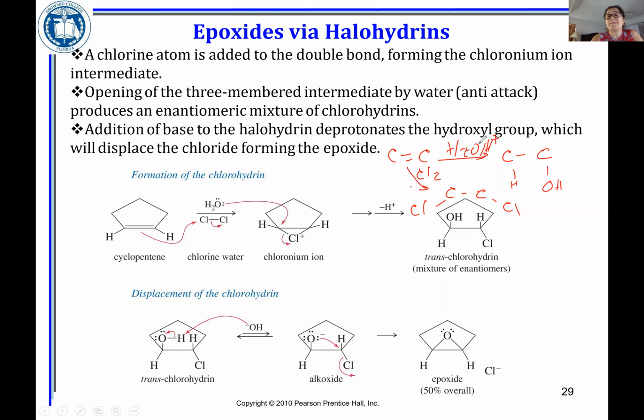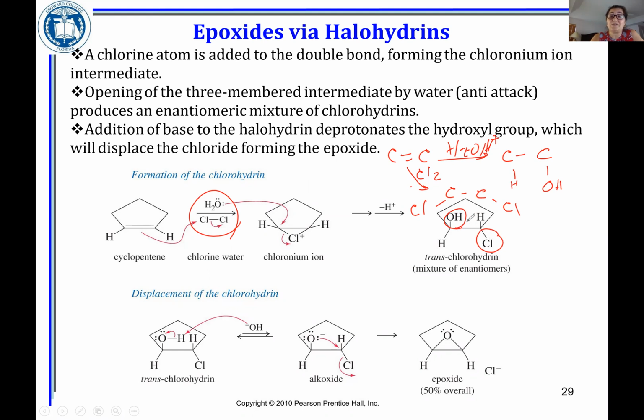But if you mix these two, you add both water and Cl2 to a carbon-carbon double bond, you are going to end up with halohydrin. In this case it is a chlorohydrin. That means one carbon would take OH and the other carbon would take halogen.